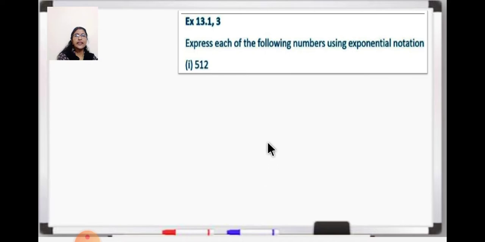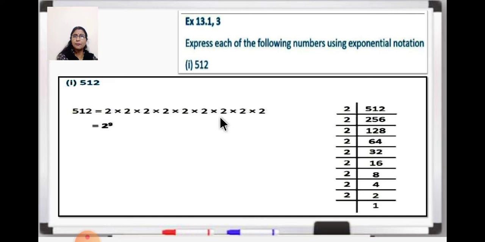Now question number 3, express each of the following numbers using exponential form. Now this is the number given, 512, and we have to write this in exponential form. So first we have to find the prime factors of this number. You can see it is done here.